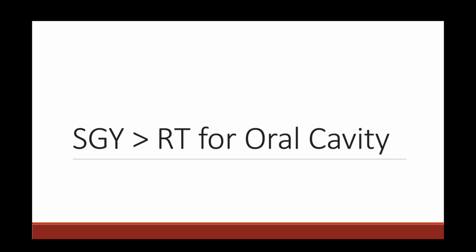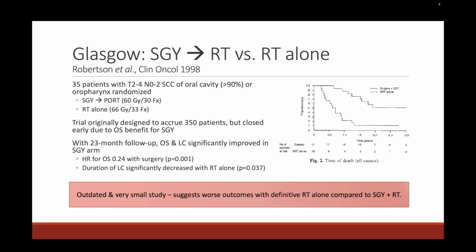With that summary in mind, let's now get into some of the evidence for why we do what we do, starting with some of the evidence for why surgery is the gold standard for managing oral cavity cancers. The first study is a very, very small and old study from Glasgow. It was published in 1998, and it had only 35 patients. They had T2 to T4, N0 to N2 squamous cell cancers of either the oral cavity or oropharynx, but over 90% of the patients on the study had oral cavity cancers.